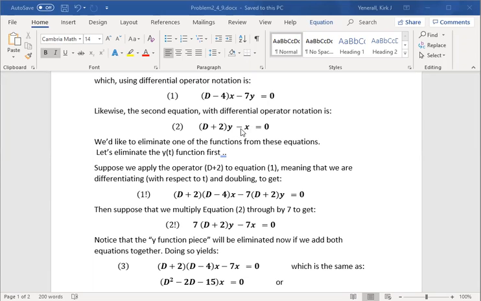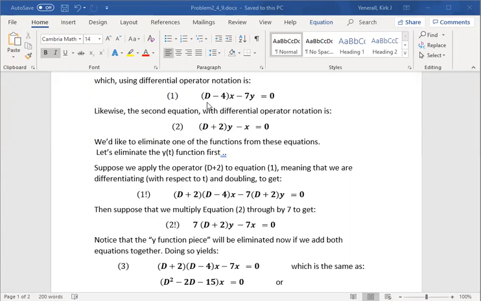And what we want to do is eliminate one of the functions from the differential equations. In the first equation, we have negative 7 times y, and in the second equation, we have (D plus 2) of y. If we wanted to eliminate the y function entirely, we could apply the differential operator D plus 2 to the first equation, because that's the operator that appears in front of y in the second equation, and we could multiply the second equation through by 7.